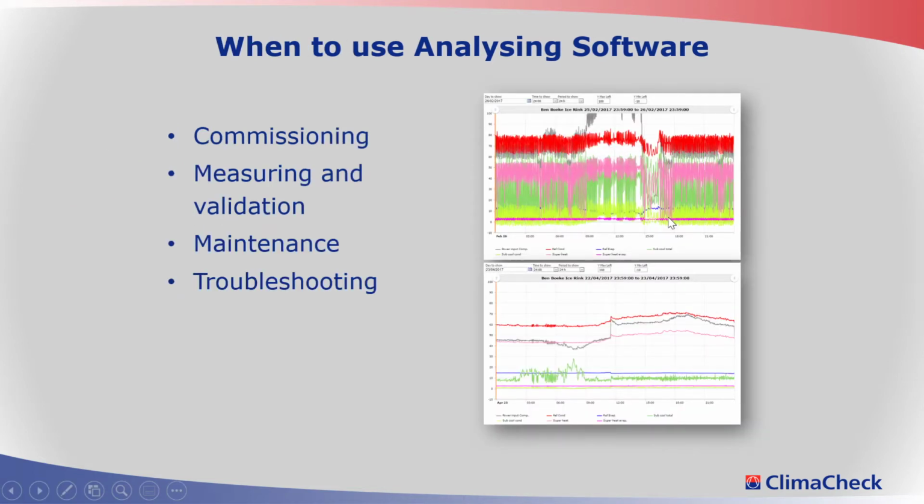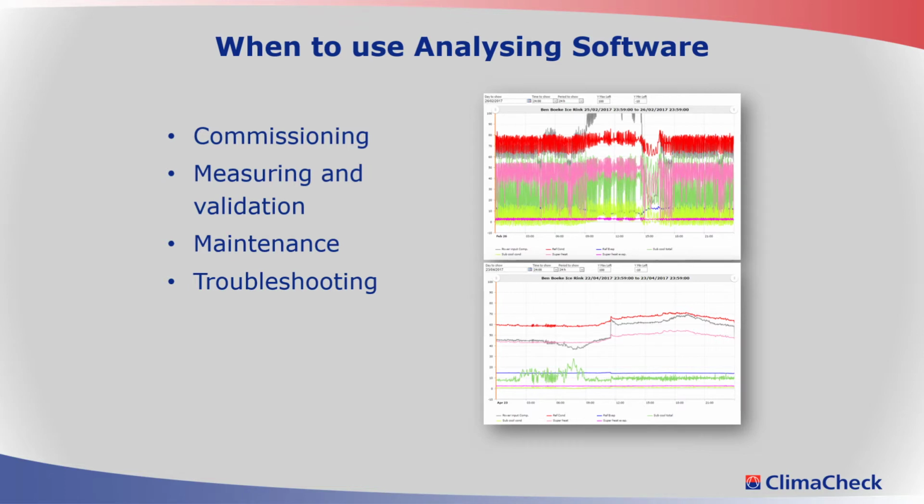When to use the analyzing software is during commissioning, measuring, validation, maintenance, and troubleshooting. During commissioning, we would like to know if our system is installed properly, if it's behaving as expected. We can do measuring and validation. We can check what the manufacturer recommends about the performance and how our system is actually operating.